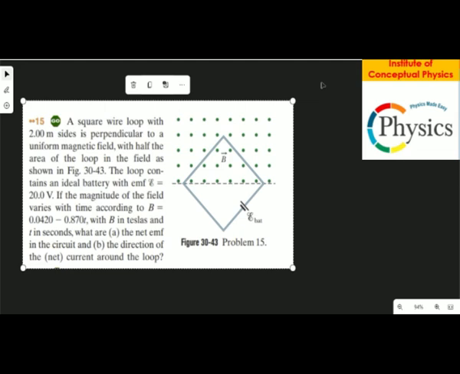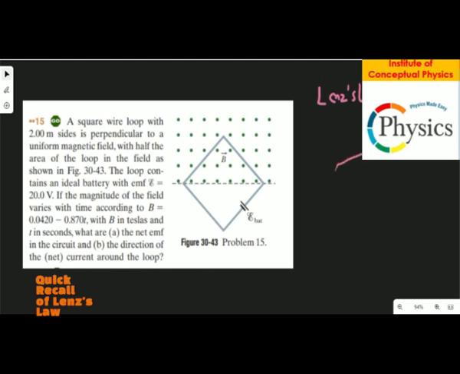Then there is an EMF source, which is a battery of 20 volts in the circuit, and it is given that the magnetic field is time varying. You have to find the net EMF in the circuit and the direction of the net current around the loop. As you can see, the question is based on the concept of Lenz's law. Before I solve this question, the first step is to understand the situation. So we will revise the concept first.